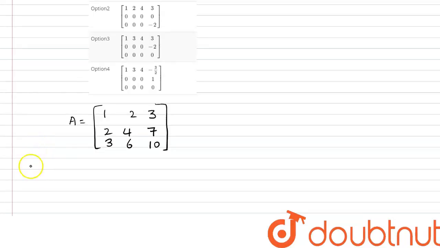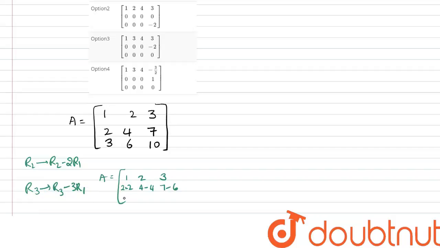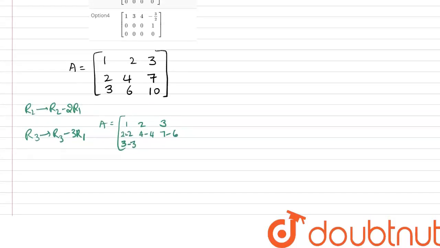If we do the first row operation, which is R2 equals R2 minus 2R1, there is no change in the first row, which is 1, 2, 3. And in the second row we get 2 minus 2, 4 minus 4, 7 minus 6. And let us do R3 equals R3 minus 3R1. That means we get 1, 2, 3 as the first row, and after subtraction we get 3 minus 3, 6 minus 6, 10 minus 9. This is our matrix after doing these two transformations.